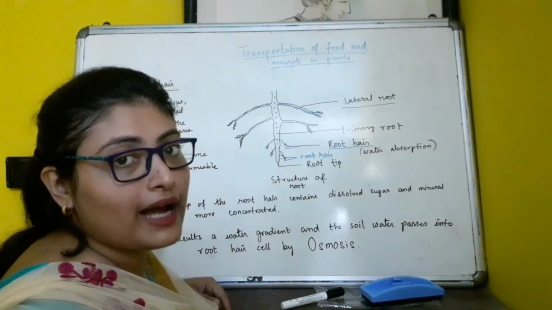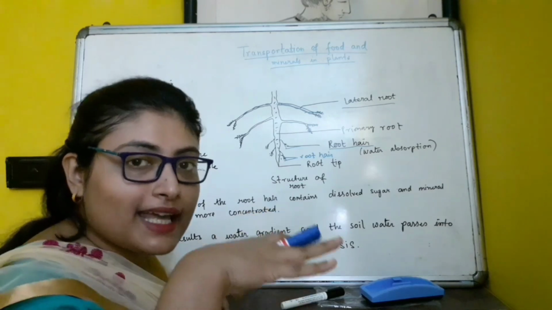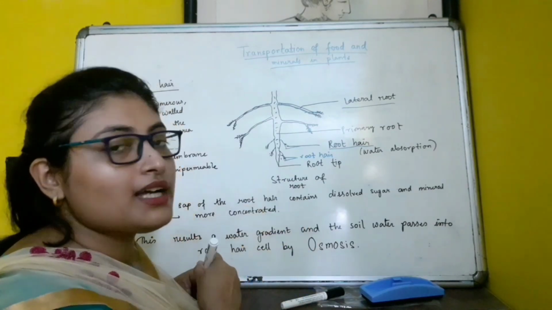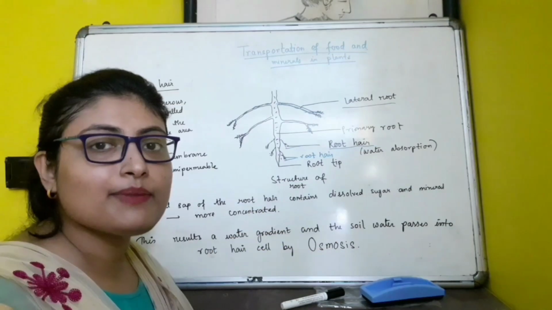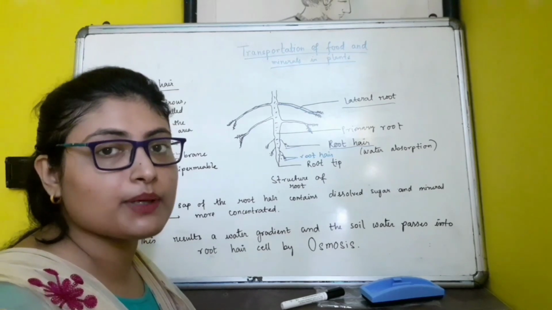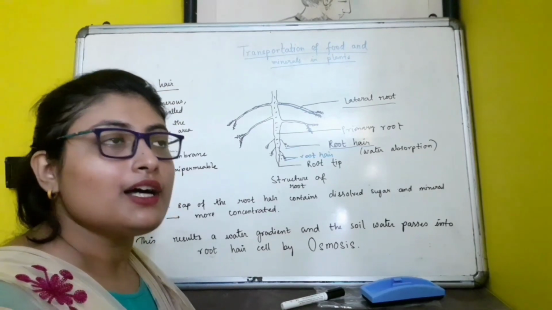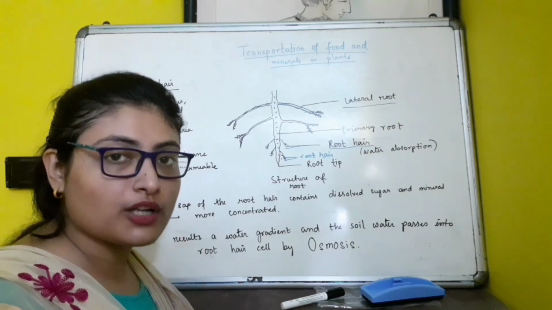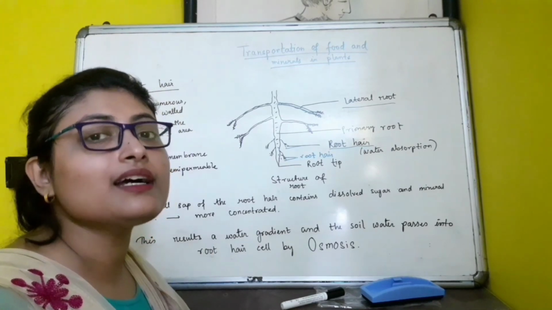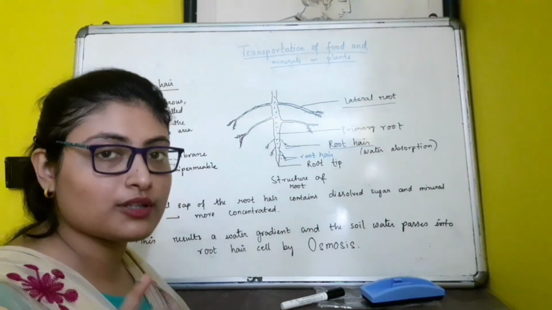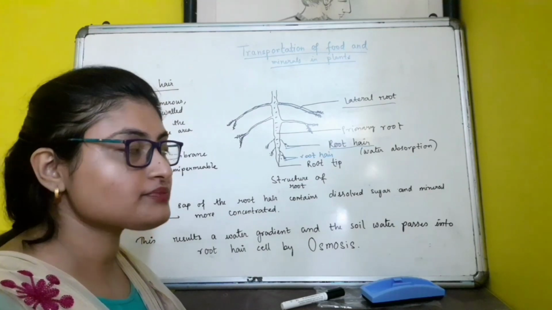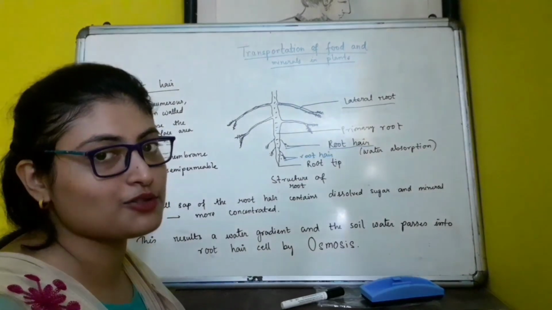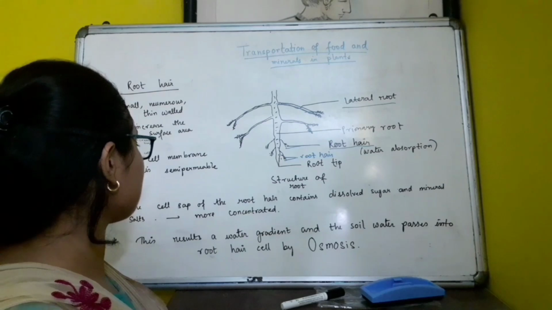Now, why are they thin? So that they can distribute themselves in the soil. The cell membrane of the root hair is semi-permeable. What do you mean by semi-permeable? It is a membrane through which water molecules can pass. Okay, water molecules can pass through and no other molecules are allowed to pass. So this is a semi-permeable membrane.